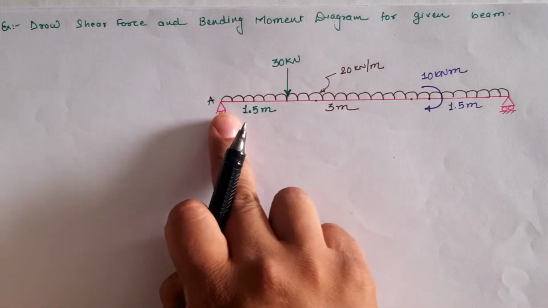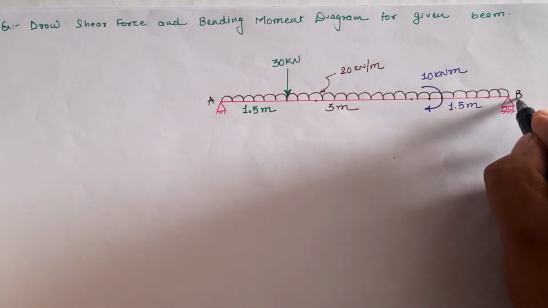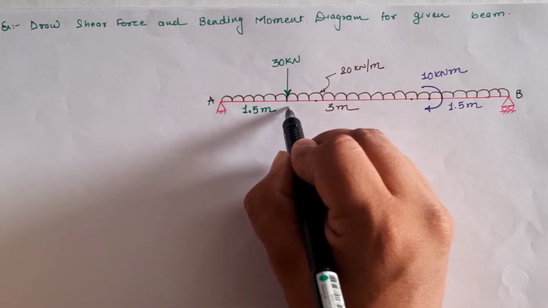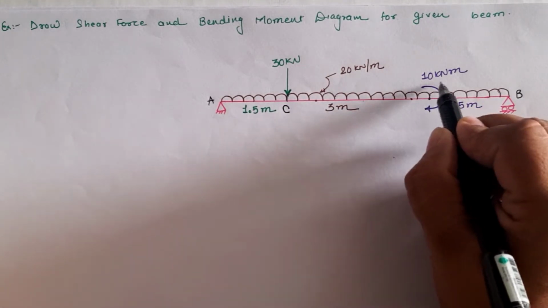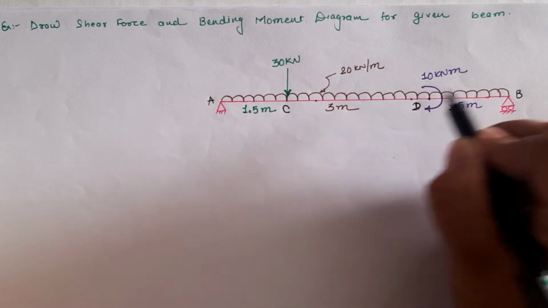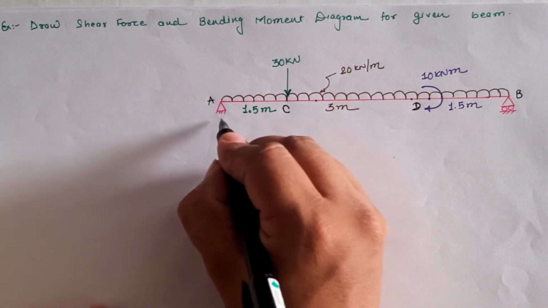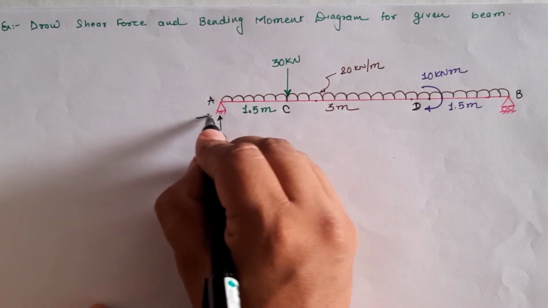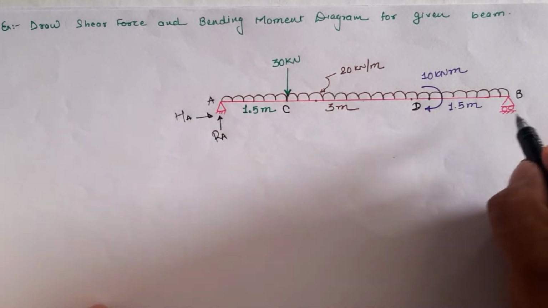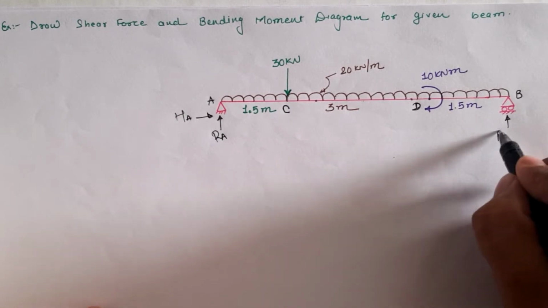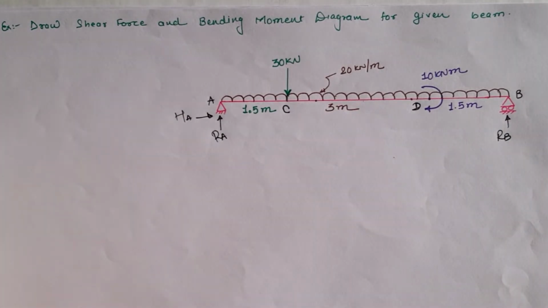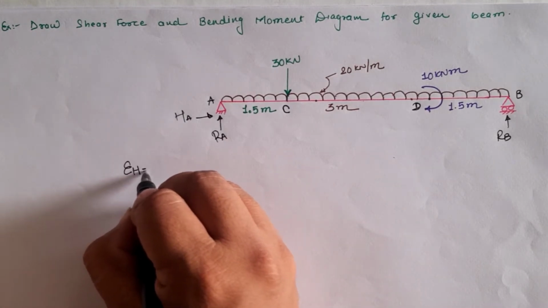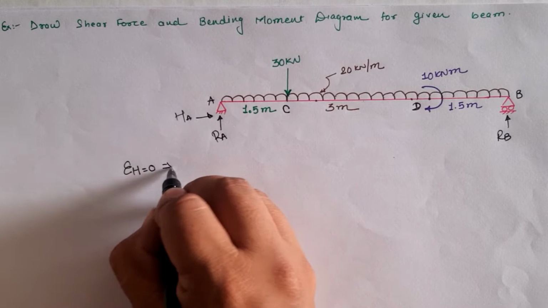as support A as a hinge, support B as a roller, the location of the point load as point C and the external moment as point D, then due to the hinge support our reaction is vertical upward as RA, horizontal reaction as HA, and at roller support vertical reaction is RB.